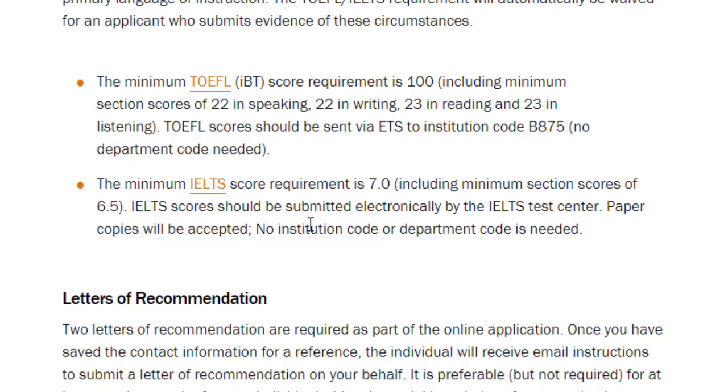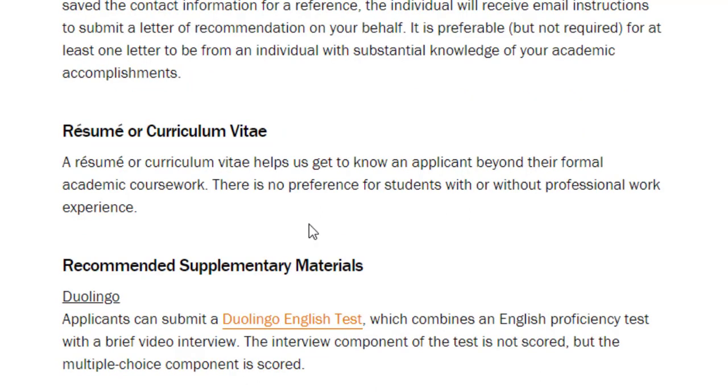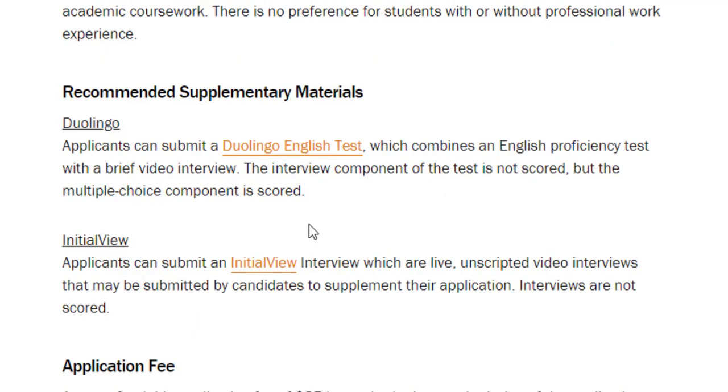And you need letters of recommendation. Two letters of recommendation are required, and at least one should be from a person who has substantial knowledge of your academic accomplishments. So basically they're asking for a professor. After that, you will have to submit a resume, and there is some recommended supplementary material that they ask you to give them, but it is not compulsory, only recommended.